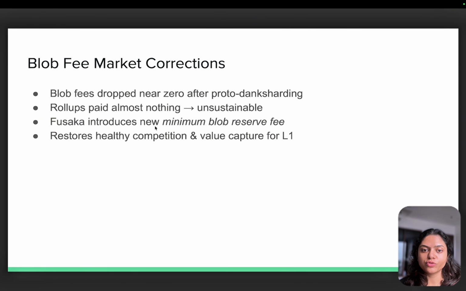Fusaka introduced a new minimum blob reserve fee, which restores healthy competition and value capture for L1. So the fee market was collapsing, and Fusaka fixes it with the minimum blob reserve fee. This restores healthy pricing and ensures the L2s contribute fairly to L1 security.